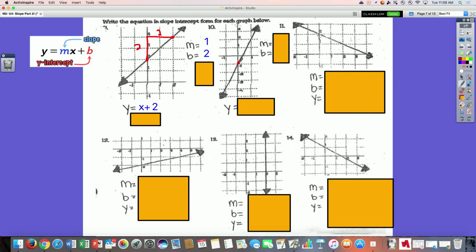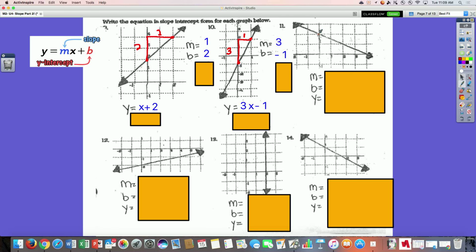How about this one? I'm going to pick a point right here and right here. And I'm going to rise up and run to the door. 1, 2, 3. I rose up 3. I ran to the door, so that's my fraction, 3/1, which equals 3. Where it crosses the y-axis, -1. Plug my numbers in, 3x minus 1. Y equals 3x minus 1.